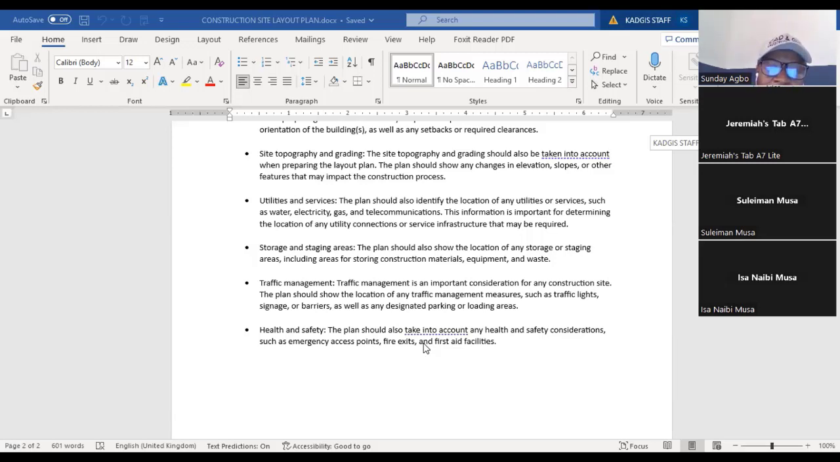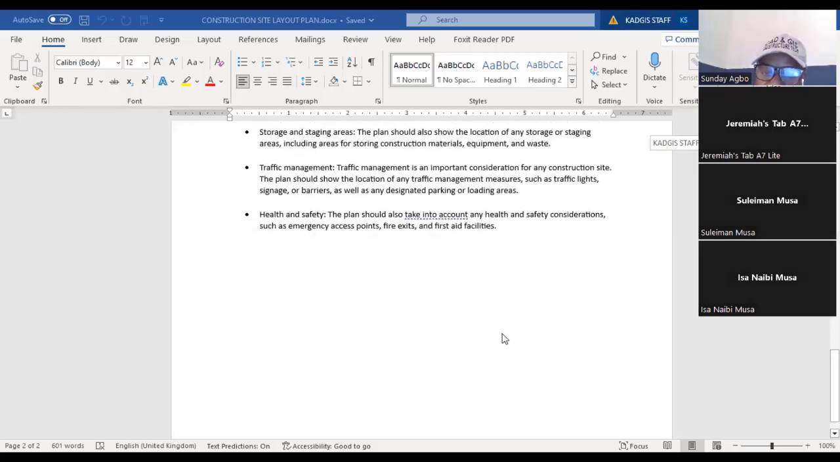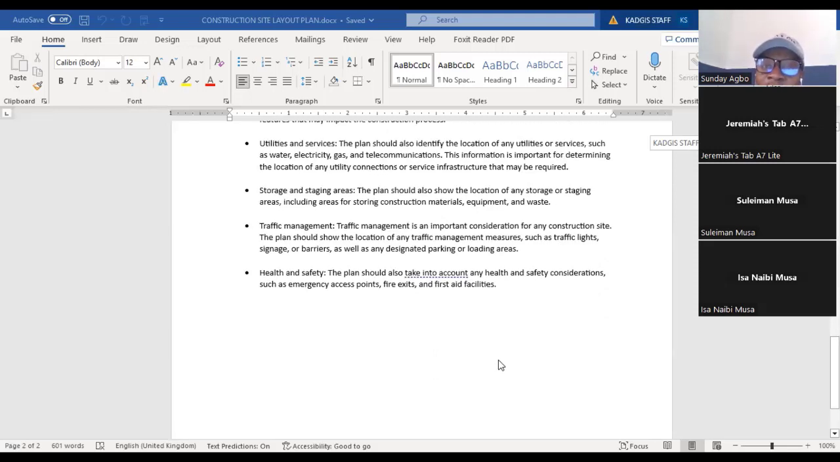In all those things, whether the topography or the space management, safety is considered in most of them, even in traffic management. Health and safety is also very, very important. The plan should also take into account any health and safety considerations, such as emergency access points, fire exits, and first aid facilities. So these are the basic considerations that you need to have before you can actually design a site plan.